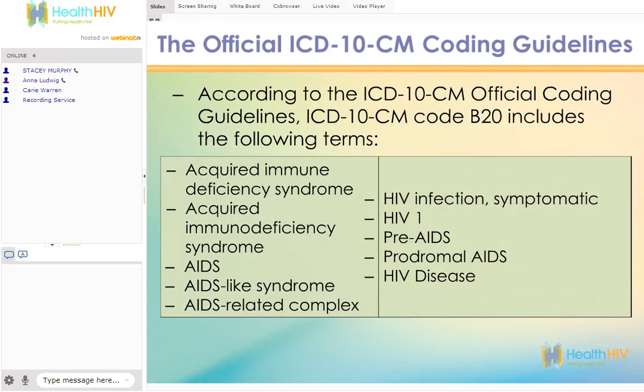We also spoke about ICD-10 coding guidelines. And according to the official ICD-10 coding guidelines, the code B20, which is the code for the AIDS infection, correlates to the following terms: acquired immune deficiency syndrome, acquired immunodeficiency syndrome, AIDS, AIDS-like syndrome. So this slide gives you the overview of the terminology that's associated with the code for the AIDS infection, B20.